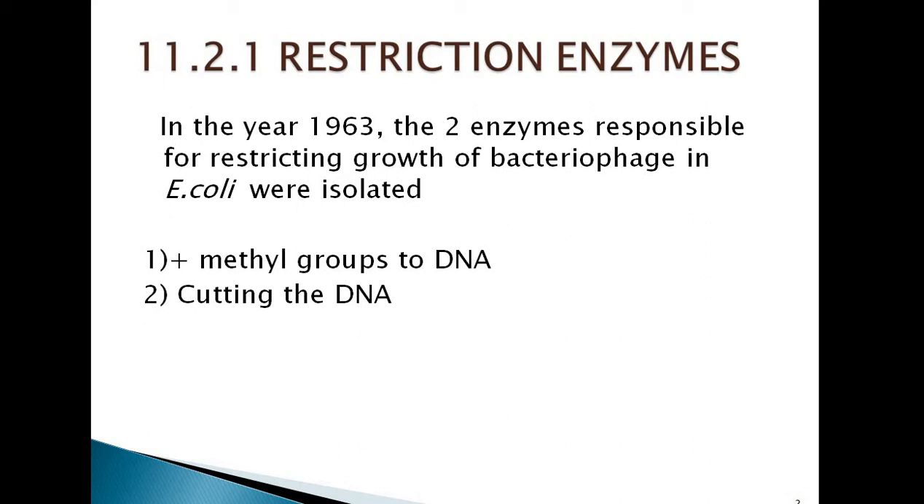Of the two enzymes isolated from E. coli, one was adding a methyl group to the DNA, whereas the second one was cutting the DNA. If you have gone through my lectures, it should be clear which enzymes are responsible for cutting the DNA. That is the restriction enzyme. So the second enzyme they found was actually the restriction enzyme.